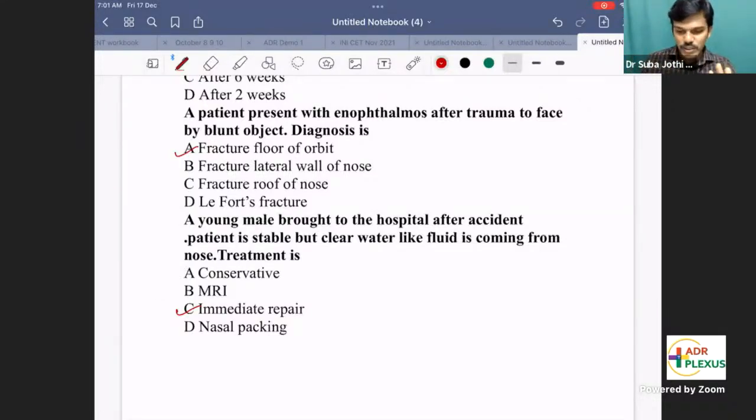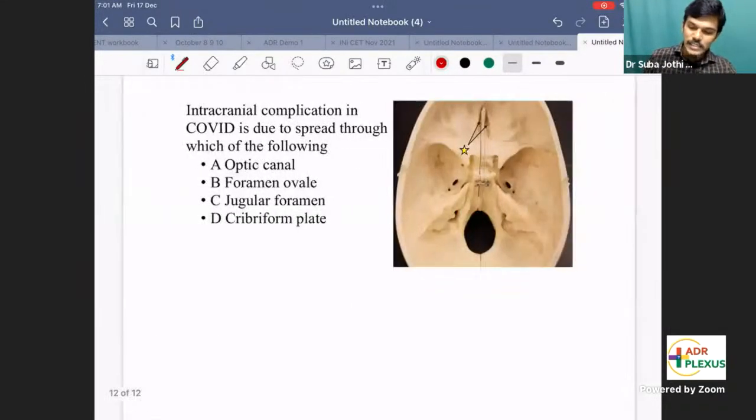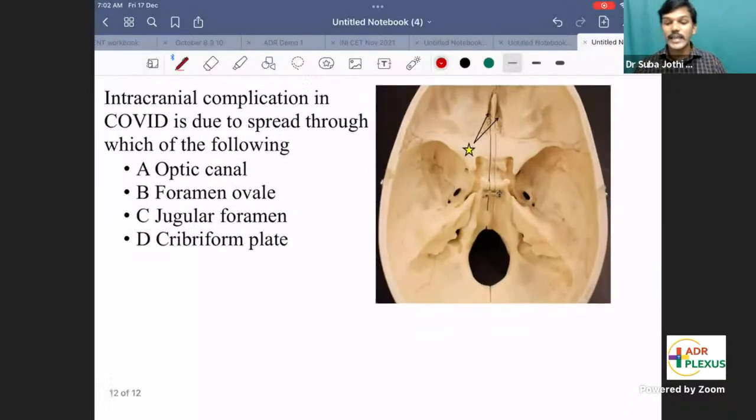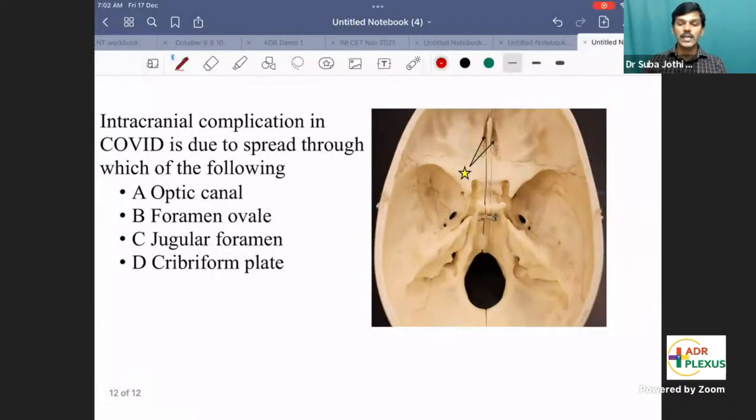I'll give you a bonus question from the recent NEET exam. The latest NEET exam question is this: intracranial complication in COVID is due to spread through which of the following? They have given this question, this photo, this star, everything in the recent NEET. I think this is recent NEET or recent INI-CET. In the last 2 papers, this question has been asked. So the answer is cribriform plate of ethmoid.